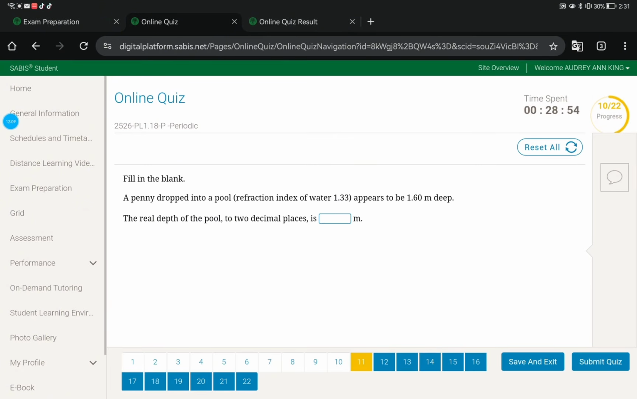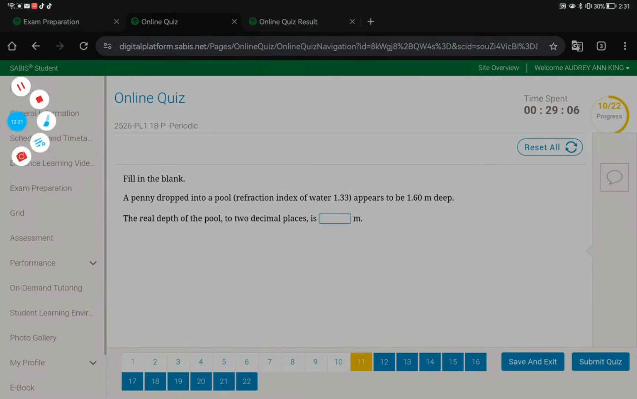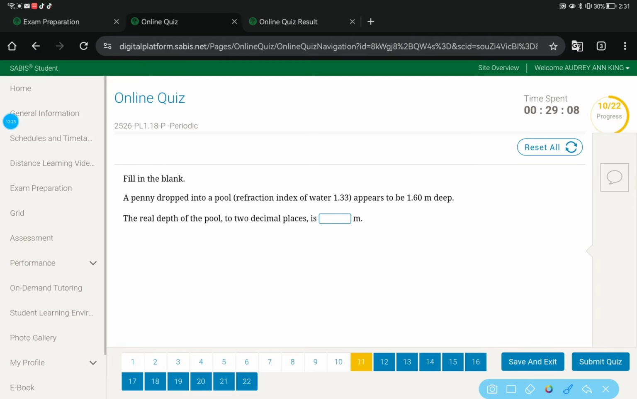A penny dropped into a pool, the refractive index of water is 1.33, appears to be 1.60 meters deep. The real depth of the pool to two decimal places is blank meters.